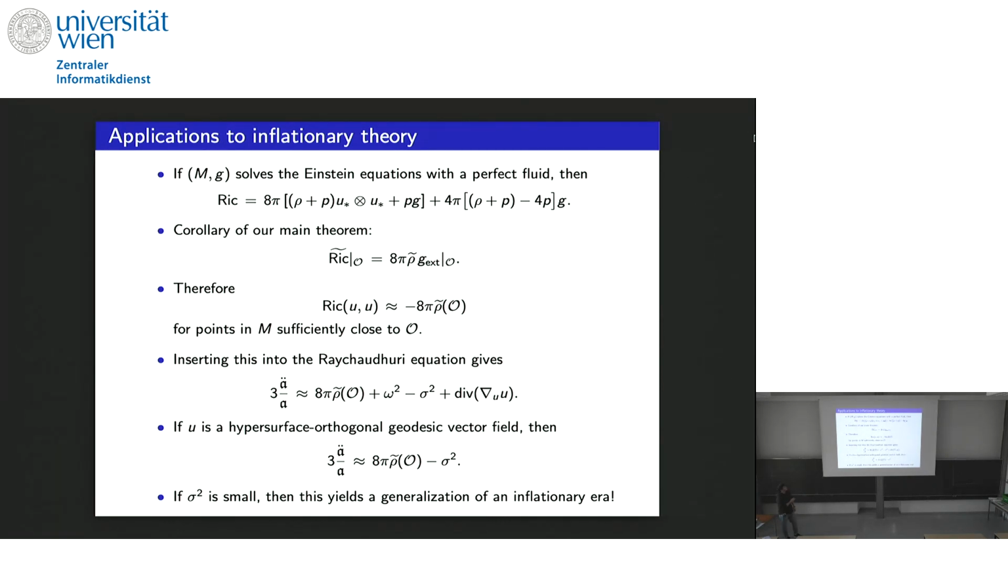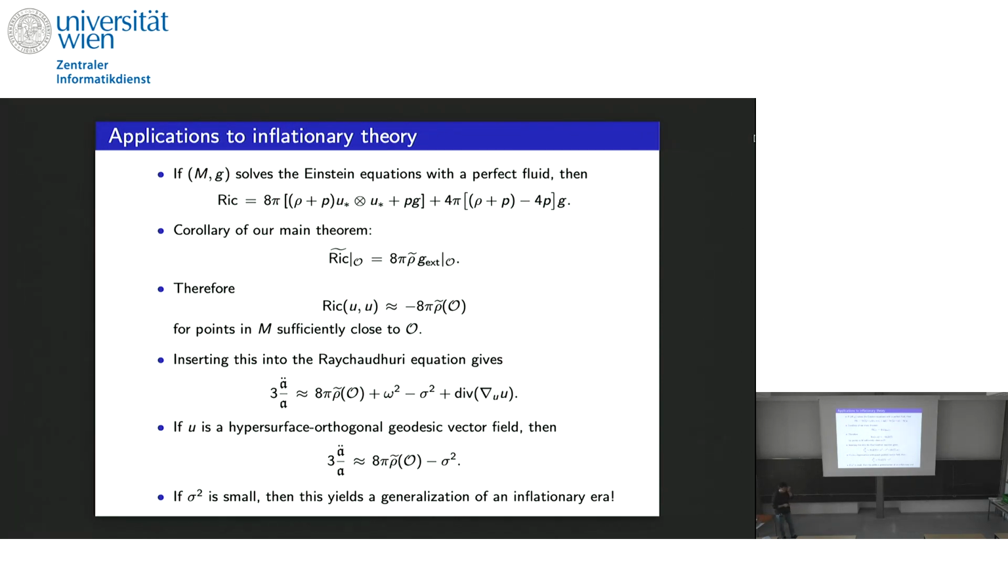Now, a corollary of our main theorem is that the Ricci tensor at O is equal to 8 pi rho times the metric. So it kind of looks like an Einstein manifold, but right at the origin. It's not Einstein everywhere, it's just Einstein right at the origin. If rho equals minus p, this term dies and this term dies, and that's how you get this expression. But the point is that if you're sufficiently close to the origin, then Ricci of UU is going to be like this. You just plug that in here, and if you insert this into the Raychaudhuri equation, you get this expression.